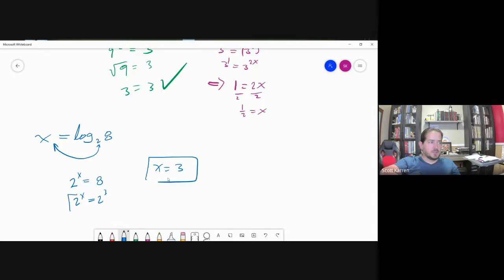Right? Once I get 2 raised to some power is equal to 2 raised to some other power, the only way these are the same is if those two powers are the same. And so x has to be equal to 3.